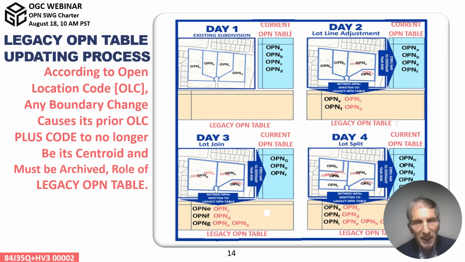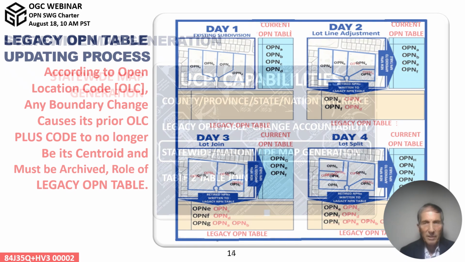Diving into the logic of the legacy OPN table, let's look at the nitty-gritty of the updating process. In this oversimplified model, there are 4 parcels on day 1. On day 2, there's a lot line adjustment between 2 parcels on the right. On day 3, 2 lots merge together on the left. On day 4, that same parcel splits into 3. In all cases, OPNs no longer parcel centroids of any of the current parcels are stored in the legacy table, mandatory for open location code to work.